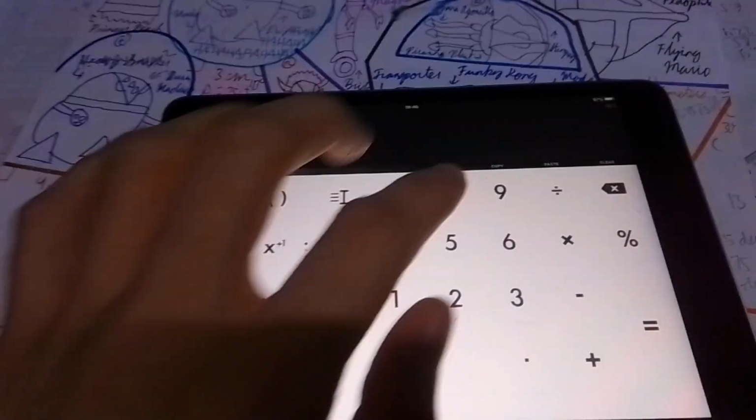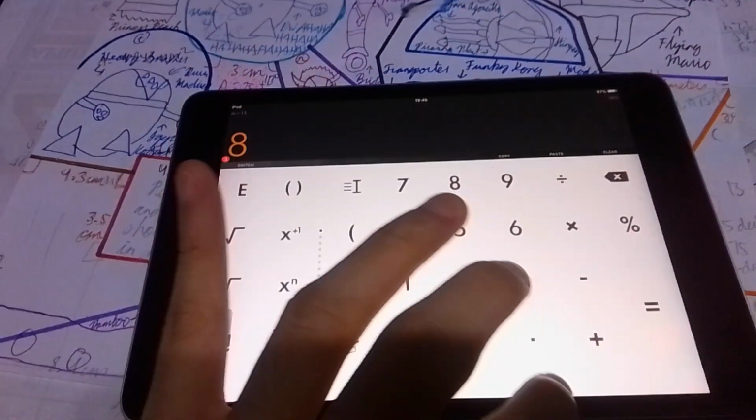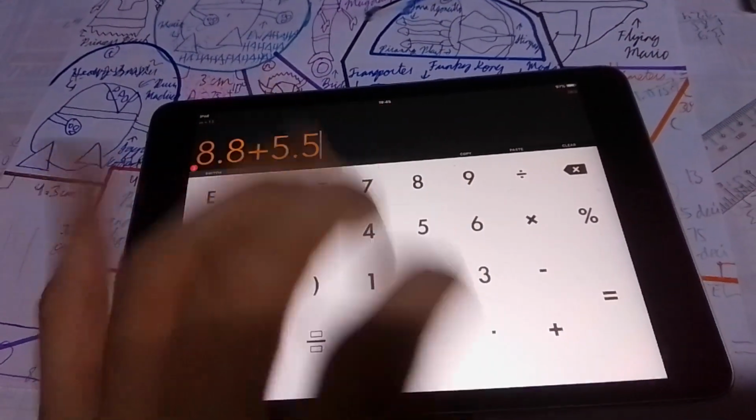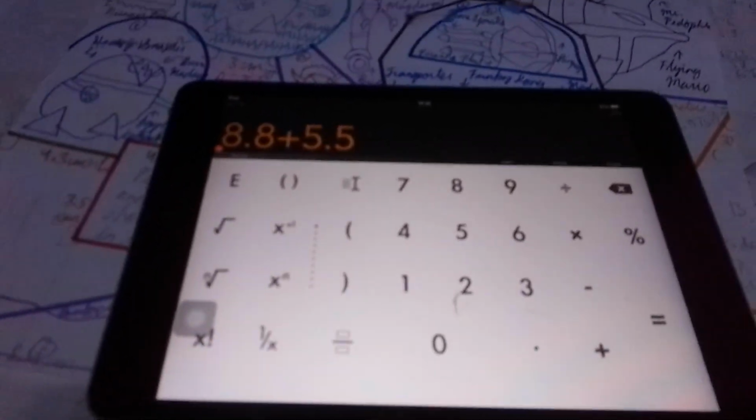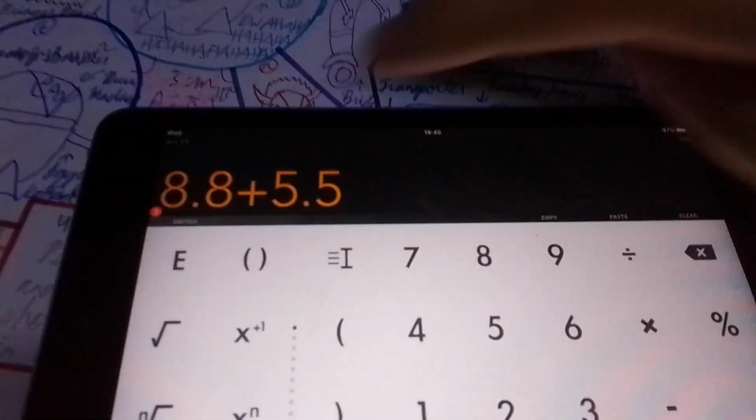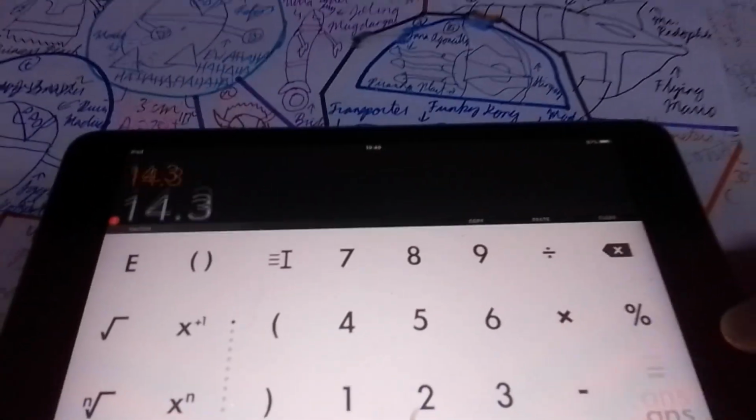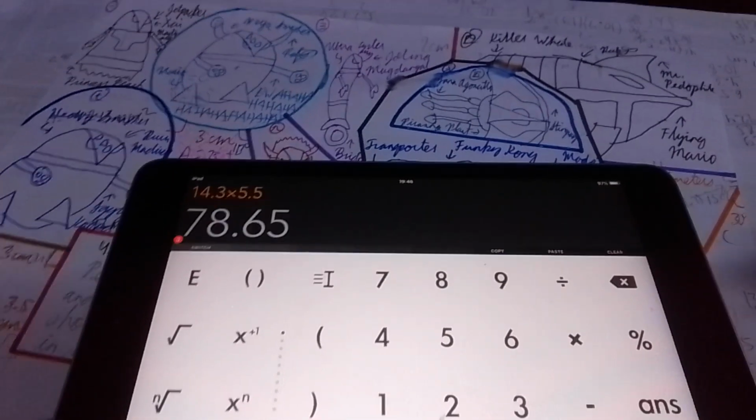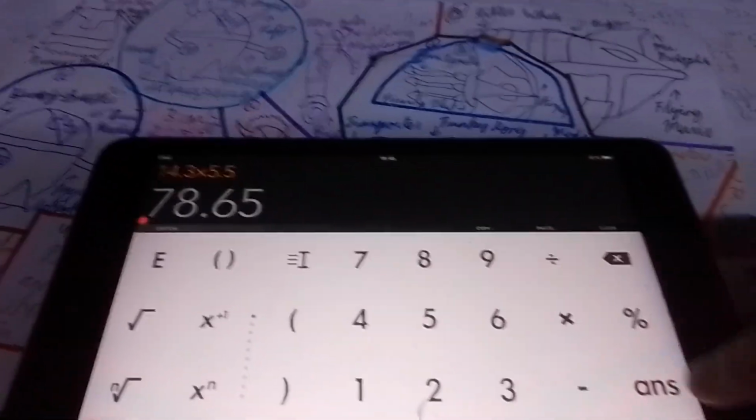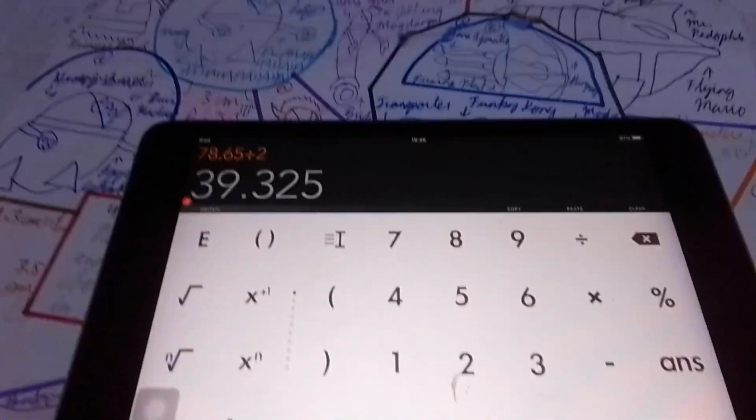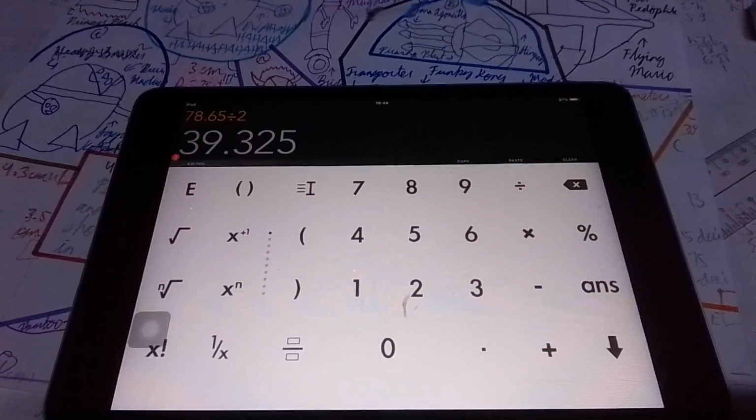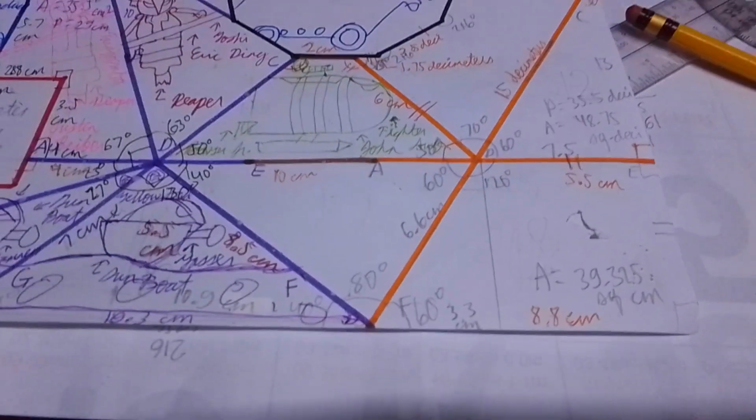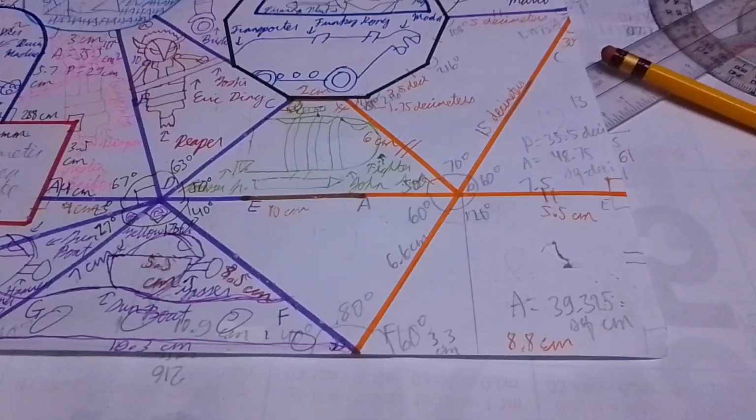So remember we have this one, 8.8, plus 5.5. Right? We should get an answer like this: 8.8 plus 5.5 equals 14.3. Tap the answer to continue with it. Then times the height of 5.5. We should get 78.65. Now, divide by 2. That is the answer we will get: 39.325 square centimeters.